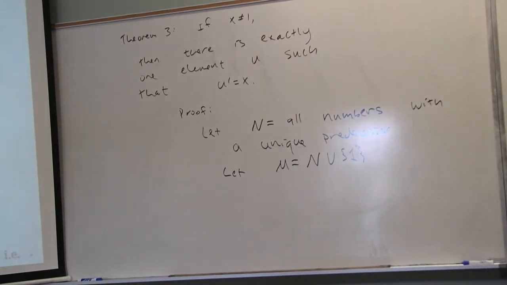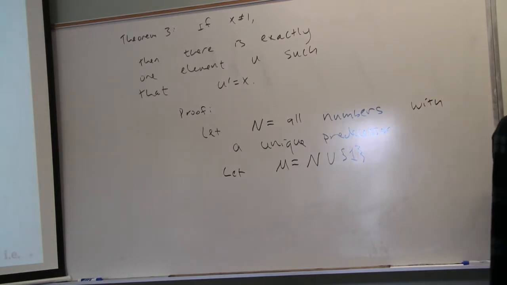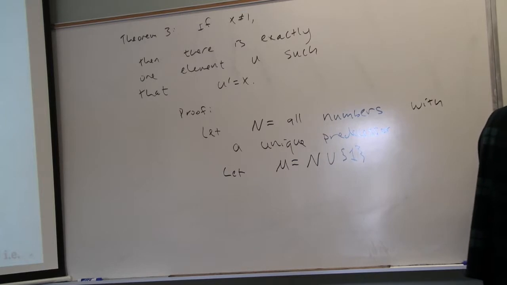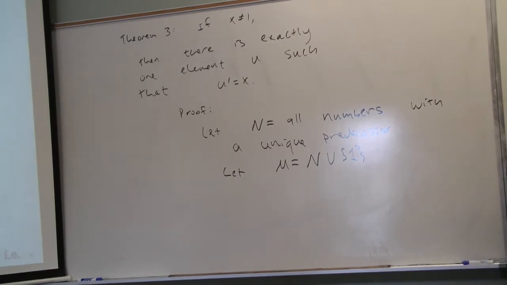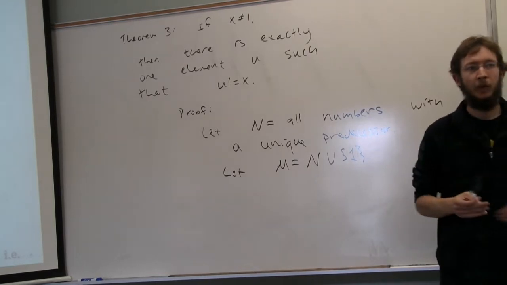I'm going to write this in 2 lines here. Since X is in M, and since X is different from 1, we have that X is equal to the successor of some number U.